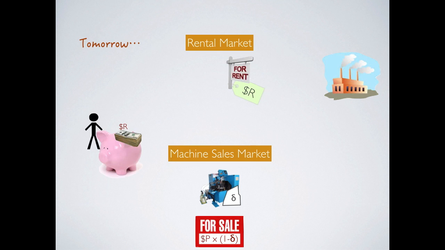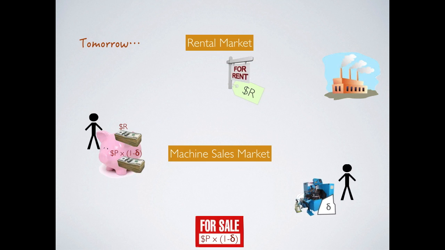And then in this machine sales market, there will be another household who is willing to buy it. Then this household has to pay you P times 1 minus delta dollars. So totally you would get R dollars from the rental market, and then P times 1 minus delta dollars from the machine sales market. This is the maximum amount of money you can get tomorrow from today's purchase of one unit of machine.